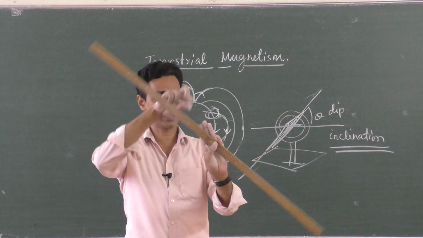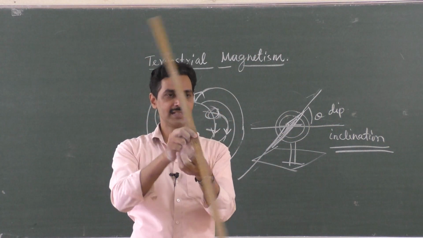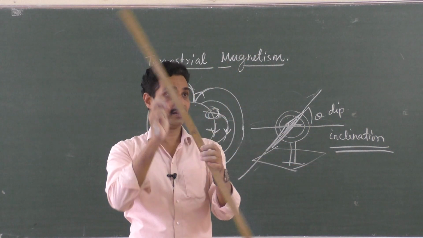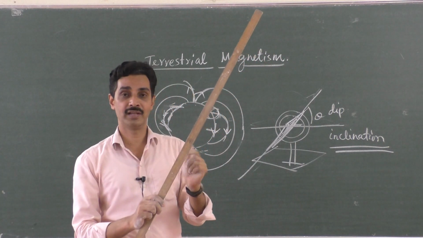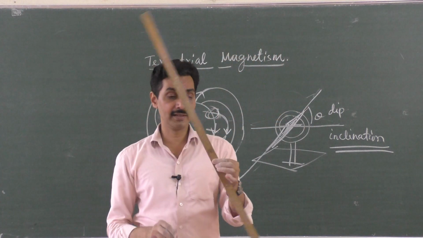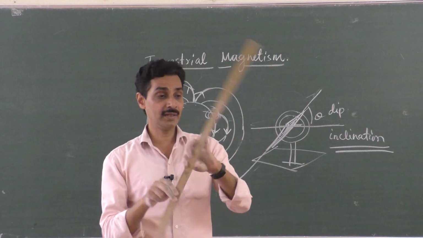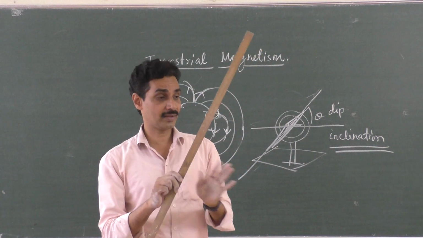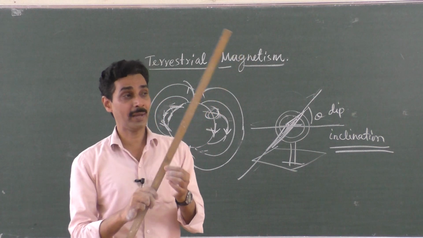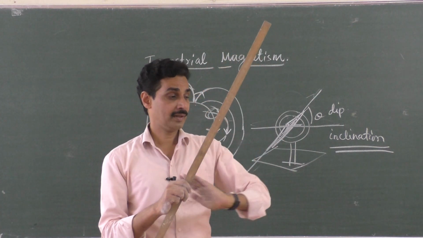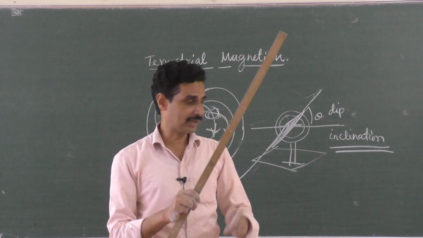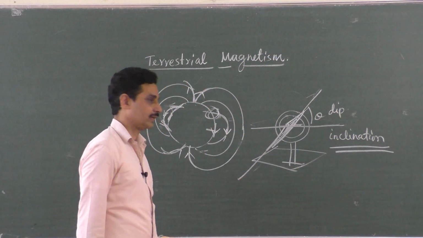Now take a needle which can turn like this. A needle which can turn like this is turning in a plane which is vertical to the earth, and its axis is parallel to the earth. So a magnetic needle turning in a plane vertical to the earth makes an angle with the surface of the earth. That angle is called angle of inclination.